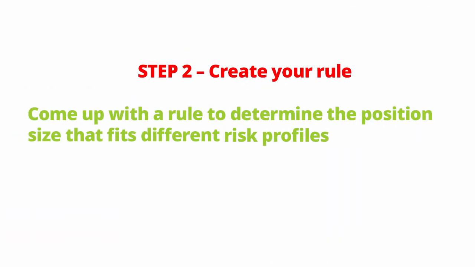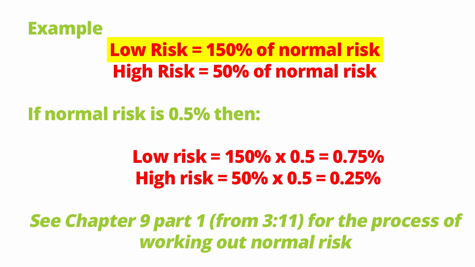Now that we have sorted all of our trades into profiles, it's time to come up with a rule that determines the position size based on the risk profile of the trade. I use a very simple rule for myself. Add 50% more to my normal position size for low-risk setups. Half my normal position size for high-risk setups.